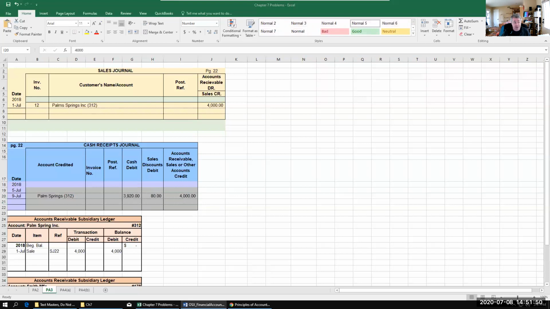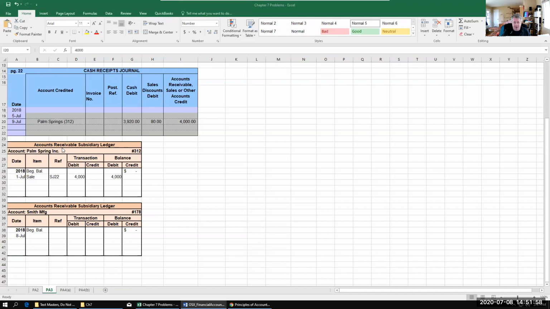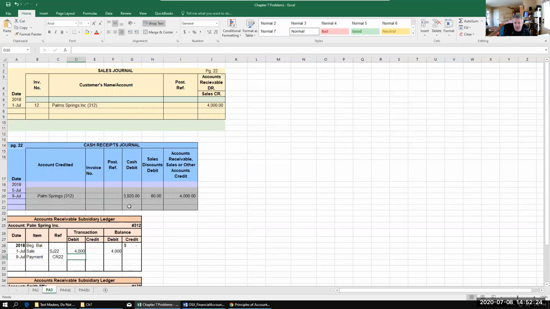And now the other thing that we need to do is go in for Palm Springs here in their accounts receivable subsidiary ledger and make sure that we recorded that as well, that they have paid us off. So we go here, okay, 9. This is a payment. The reference, what did I have? Oh, the same thing. It was a cash receipts journal, CR22.